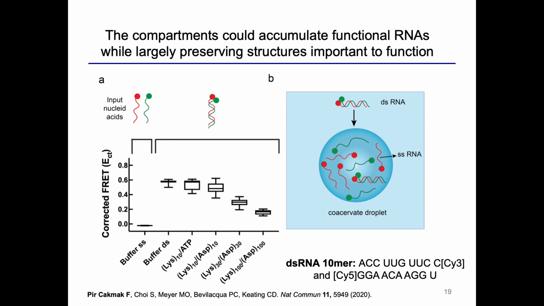And what I observed is very interesting. As I increased the length, the FRET efficiency went lower, which means that my double-stranded structures were melting as I increased the length of the components of coacervates.